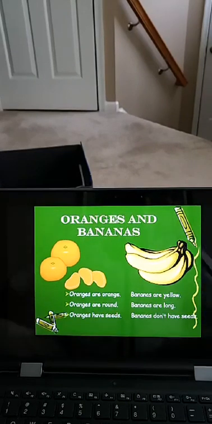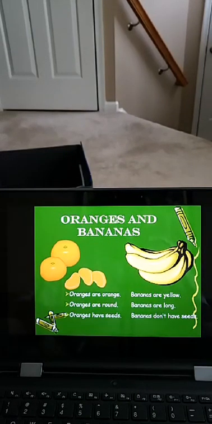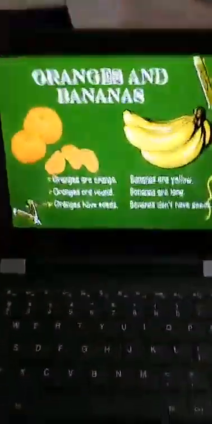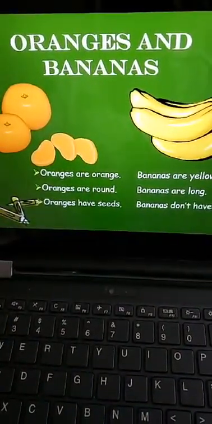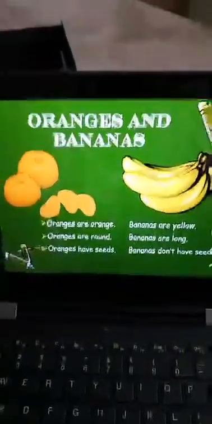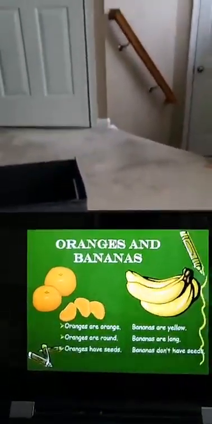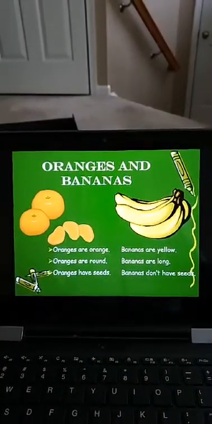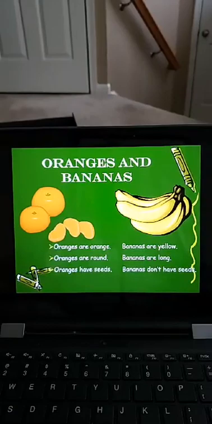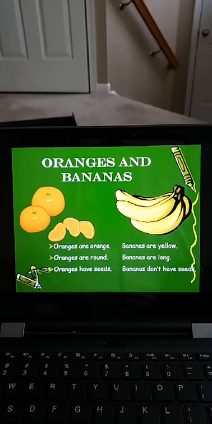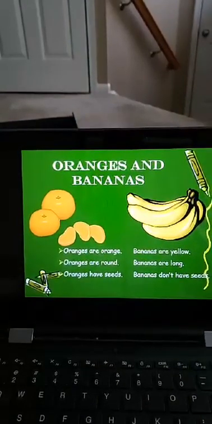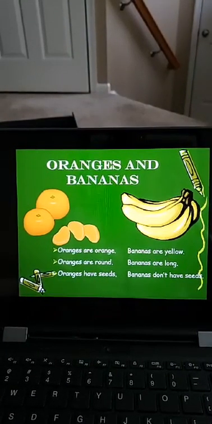Students said they can't see. Hope that's a little better.